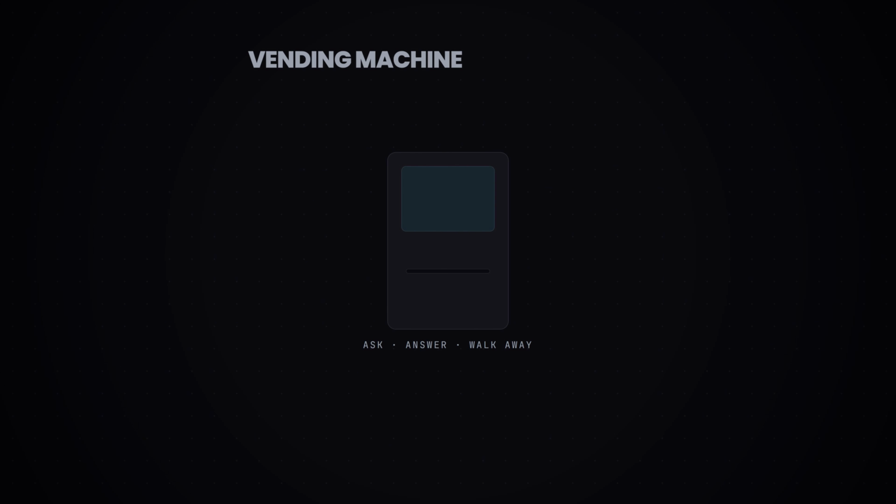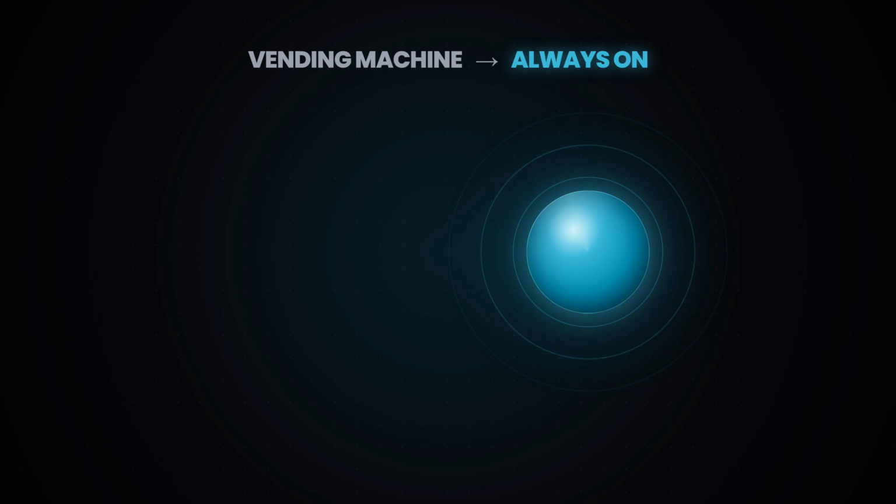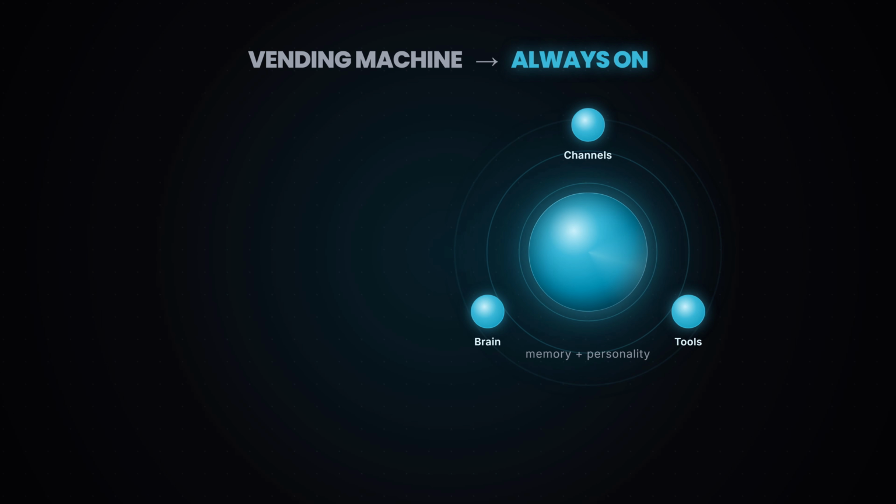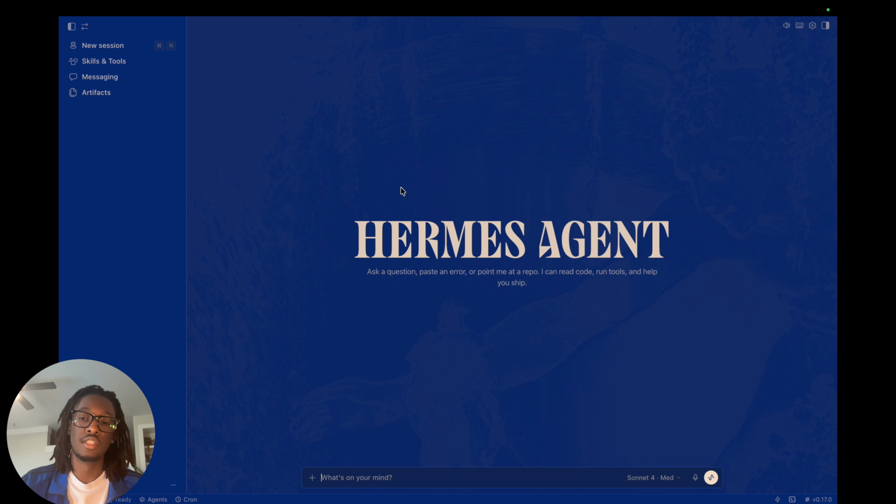They walk up, ask a question, and then they're on their way. An AI native business is different. It's always on, working for you, whether you're watching or not. So to get there, we need three things: channels, tools, and a brain.